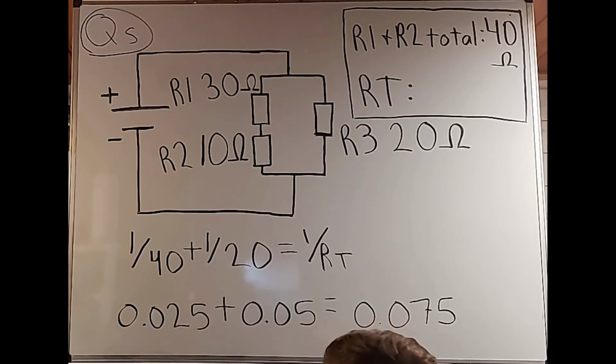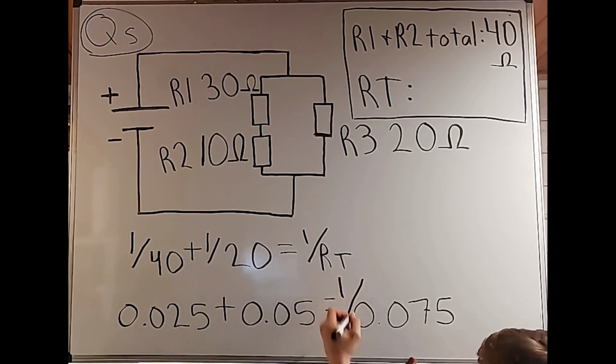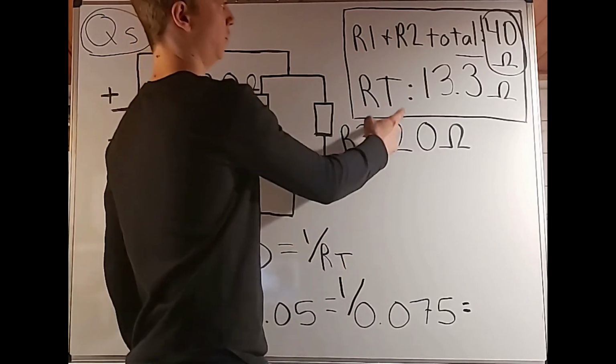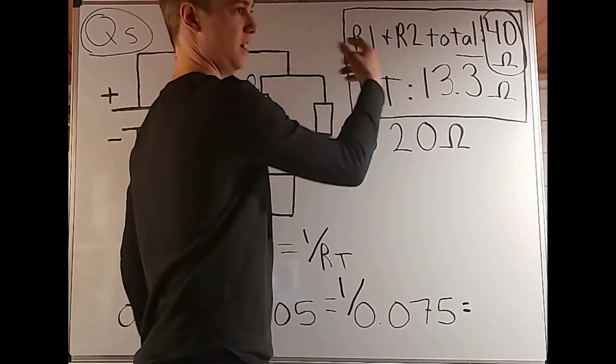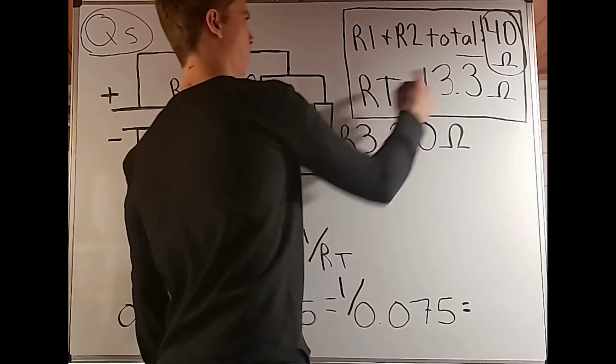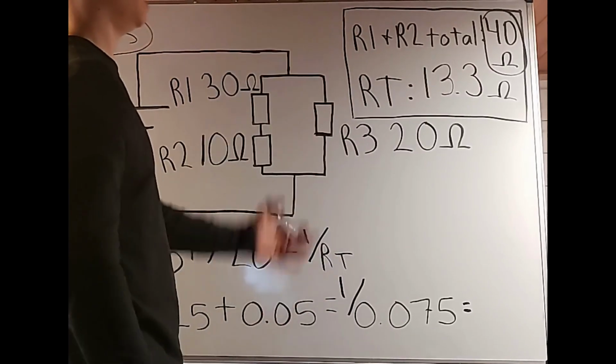1 over 40 gives us 0.025. 1 over 20 gives us 0.05. When we add those together, we get 0.075, but we still have to do 1 over that. When we do 1 divided by 0.075, we get the R total of 13.3 repeating ohms. Just going to simplify it. Call it 13.3, and there we solved for the R1 and R2 total and the R total.